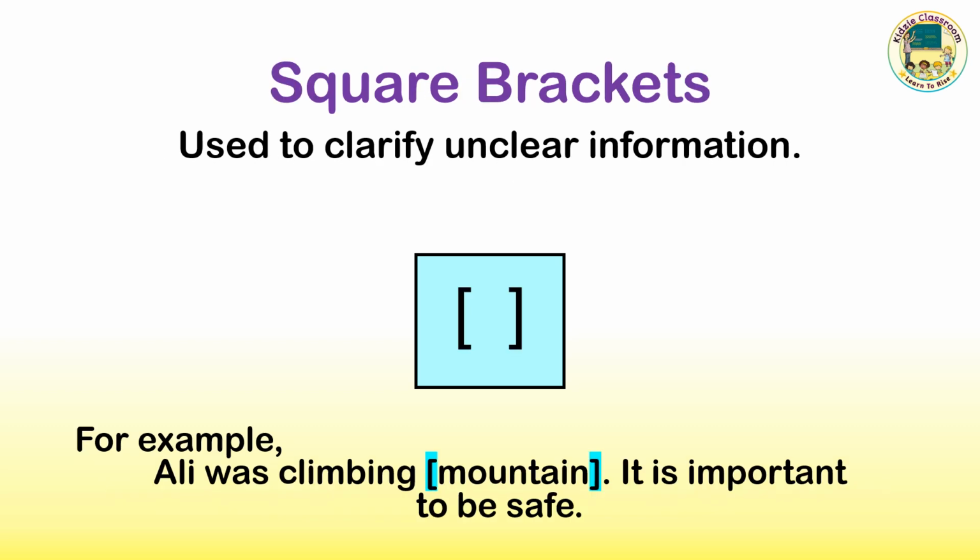Square brackets. They are used to clarify unclear information. For example, Ali was climbing [mountain]. It is important to be safe. You can see the symbols of square brackets before and after the word mountain.